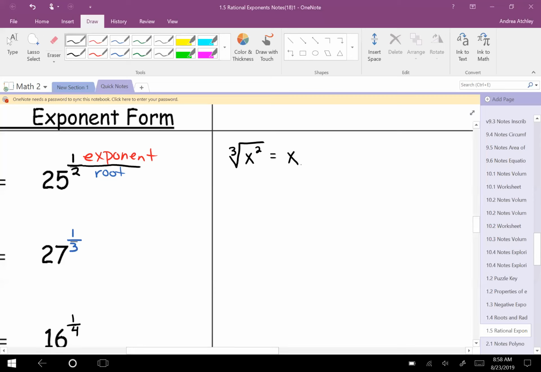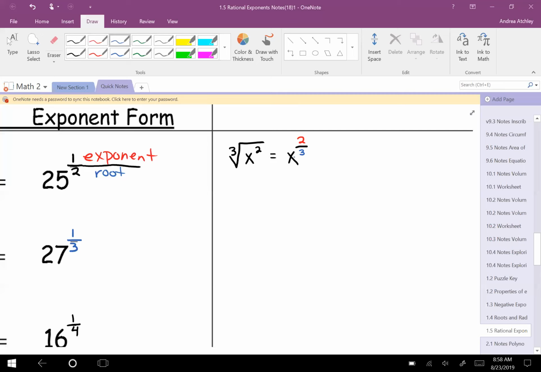Jazz, what's the exponent here? Okay, so we want the exponent on top. So if we look up over here, what number is the exponent? 2, so the 2 goes on top. Okay, and then what number is the root? 3, so 3 goes on the bottom. So it's just x to the 2 over 3 power. Any questions over that?